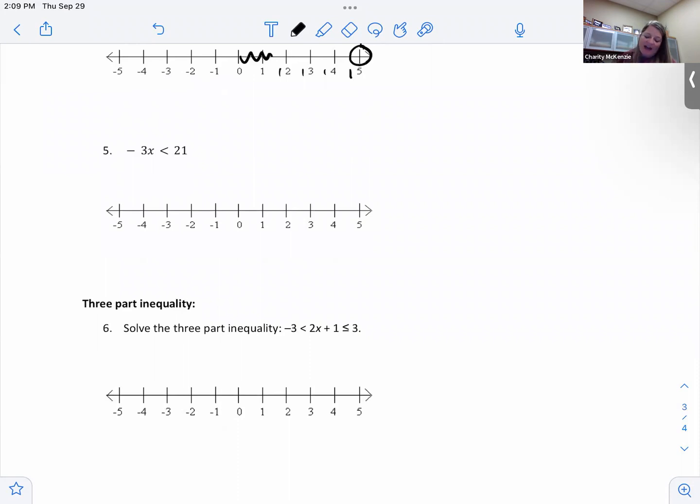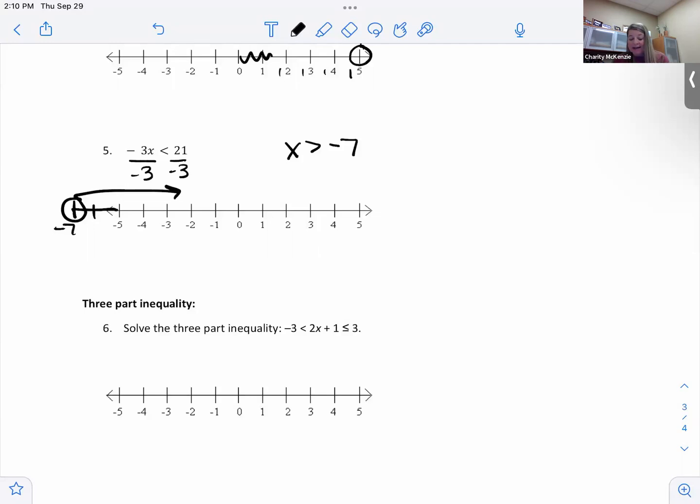Okay, last one on this little section. What if I have a negative 3x is less than 21? Well, I'm going to divide by that negative 3. And what's going to happen? It's going to switch the inequality because I divided both sides by a negative. So x becomes greater than negative 7. Okay, x becomes greater than negative 7. So here's our negative 7 way out here, and you're greater, and it's an open dot and greater.